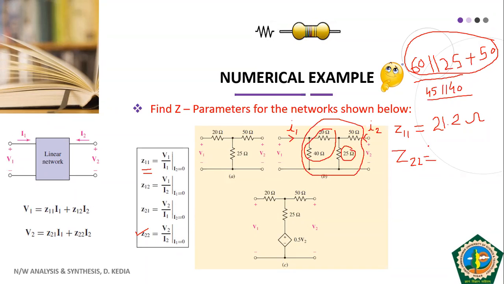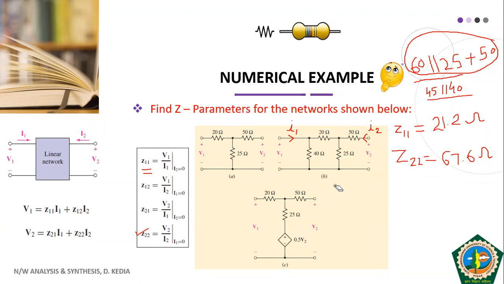So if you solve this, your Z22 will come out to be 67.64. Okay, you can cross check these values from your side. So your Z22 will come out like this. Fine. Now let us move forward and we will find out Z12 and Z21.